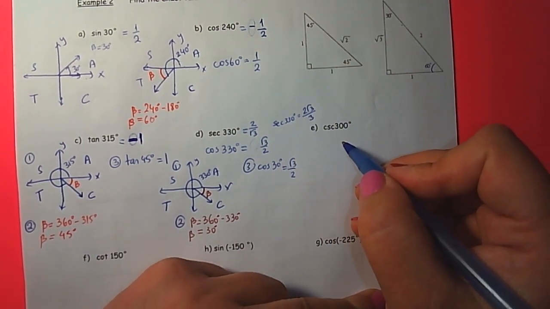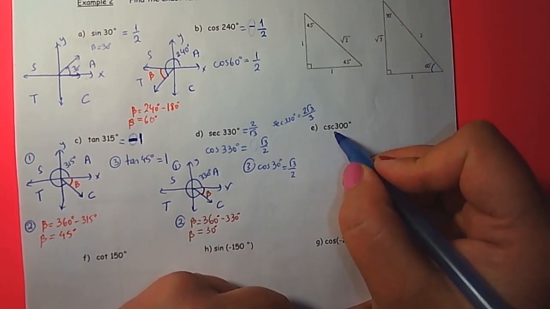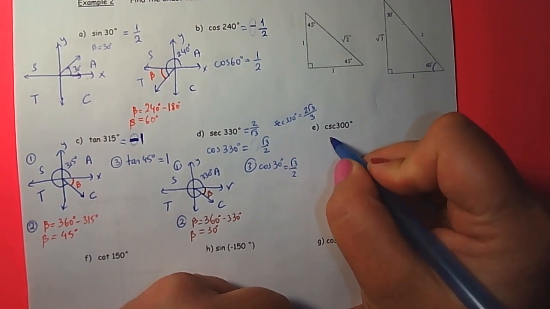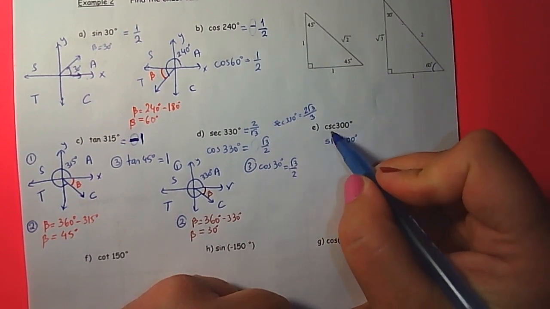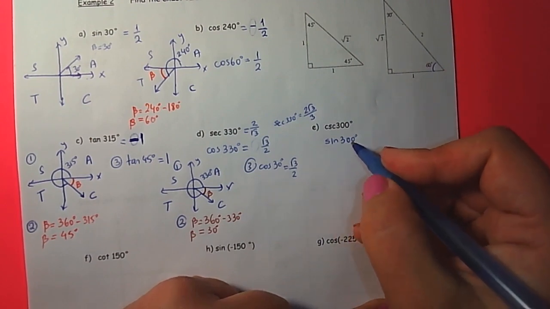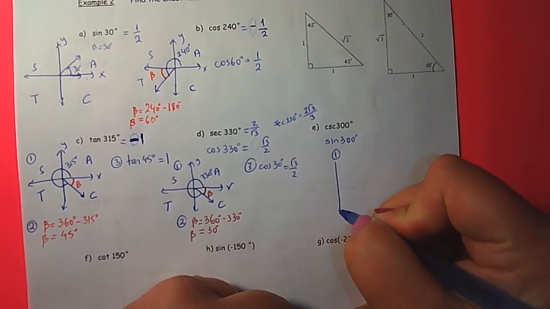So let's look at part E. Cosecant 300. Again, I need to write the primary trig ratio for this first. So sine 300, because cosecant 300 is 1 over sine 300. Let's get sine 300 first. Step 1, sketch the angle.